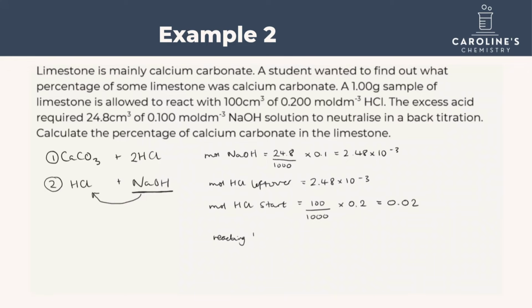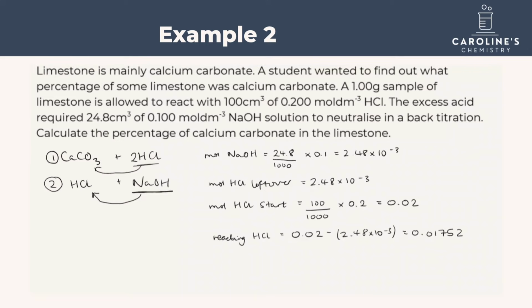The reacting moles of HCl comes next. So we take how much we had to start, we minus how much reacted with the sodium hydroxide, and that gives us 0.01752. So we're now up here. We know how much actually reacted with the calcium carbonate.